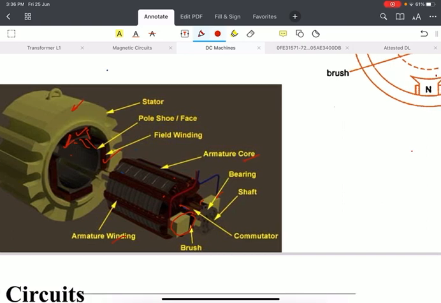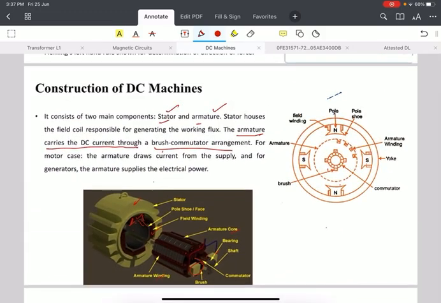So this armature arrangement is placed inside the stator, and as the current passes through the armature, it experiences a rotating force and starts rotating. This can be represented in this diagram. As you can see, it is represented in this diagram.